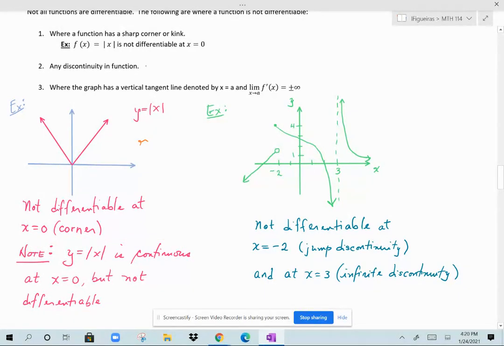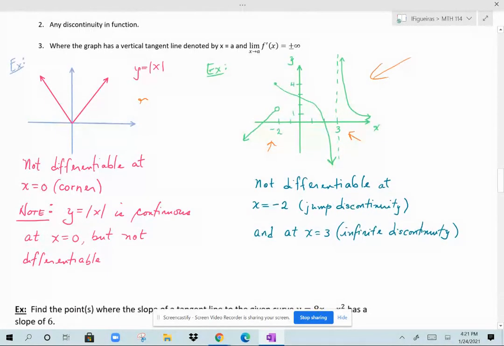It's also not differentiable at any discontinuity and at any point where there is a vertical tangent line, which remember is a type of discontinuity. For example, in this picture here in green, it's discontinuous. There's a jump discontinuity at -2, and there's an infinite discontinuity at +3. So it's not differentiable at -2 and at +3.